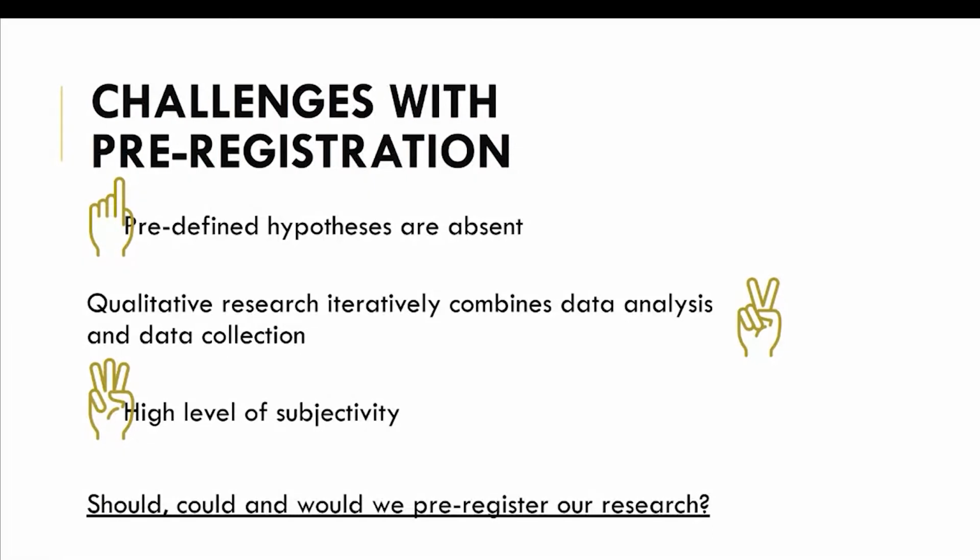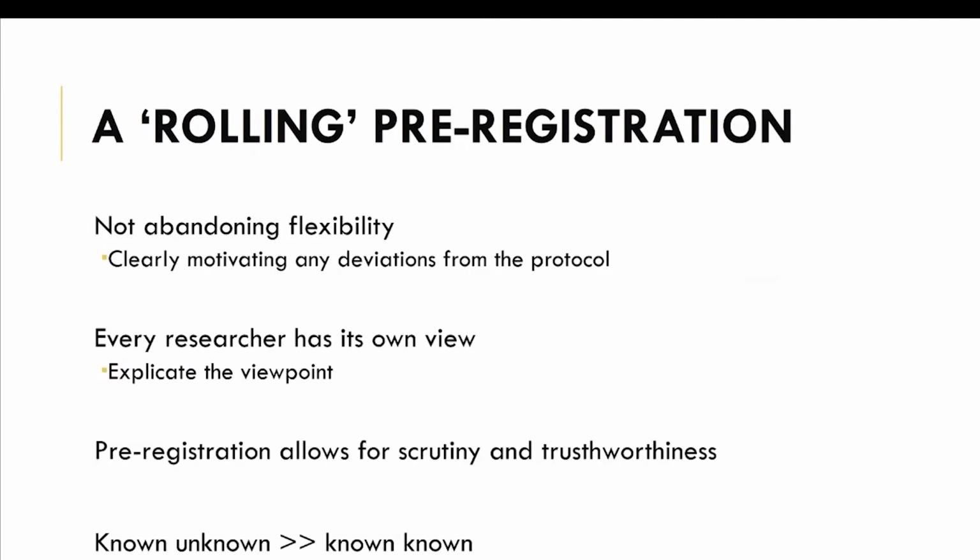The researcher has their own connotations to the story of a participant. So we weren't really sure whether we should, could, or would pre-register our research. In the end, we did. And we aim to make our pre-registration a rolling document. So we realized that pre-registering our qualitative research didn't mean that we had to abandon our flexibility. As long as we clearly motivated why we deviated from the protocol and how we deviated from our protocol, we could still pre-register our research.